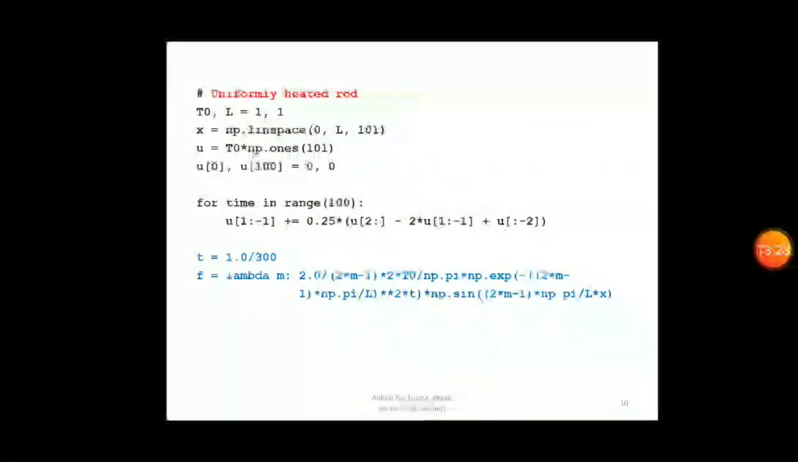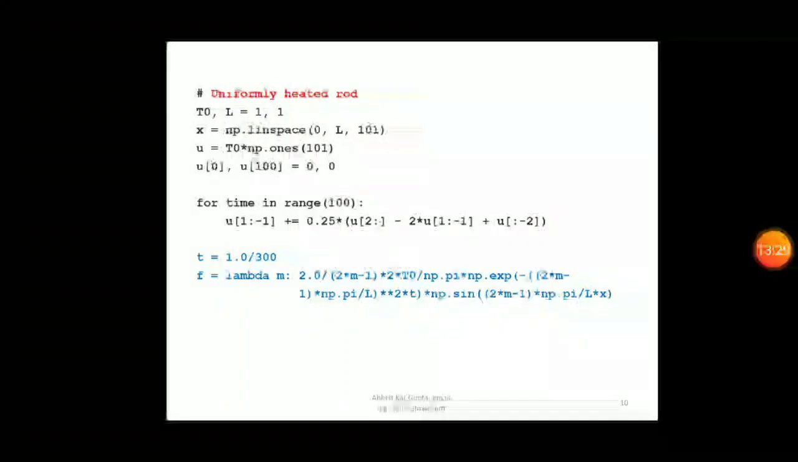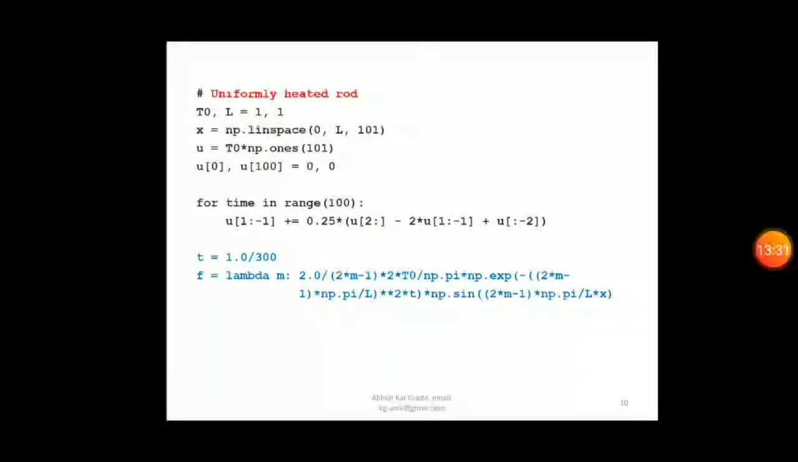So I write a function f with lambda m, that is (2m minus 1) whole squared into t0 by pi into the exponential part. In that there is a time part, and in the space function there is the space part. So there are two parts in this kind of differential equation.